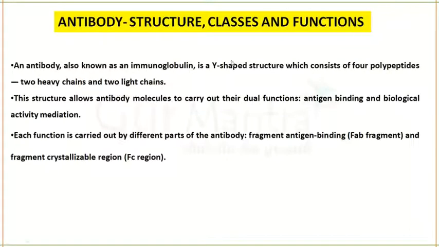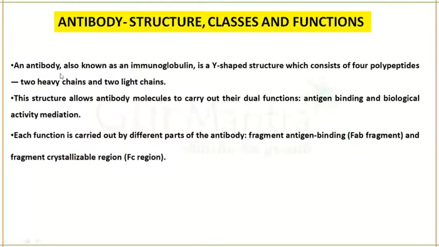An antibody is also known as an immunoglobulin. Its structure is Y in shape and it has four polypeptides: two heavy chains and two light chains will be present in the antibody.